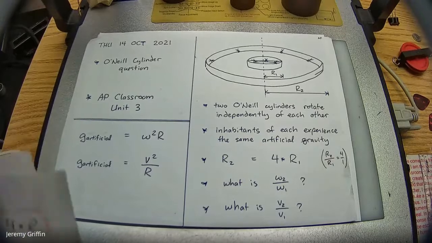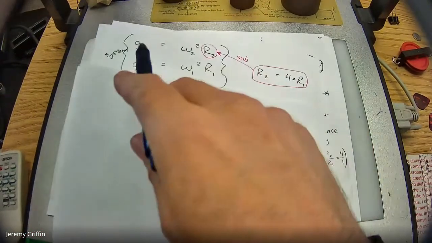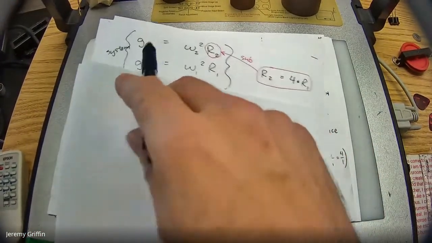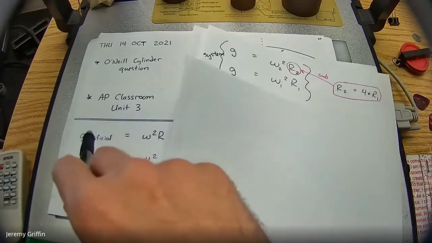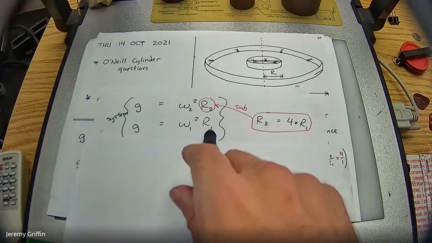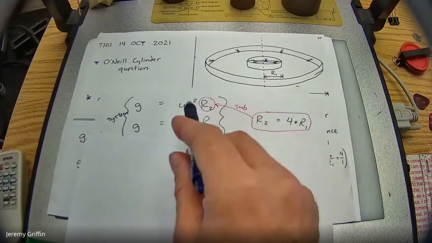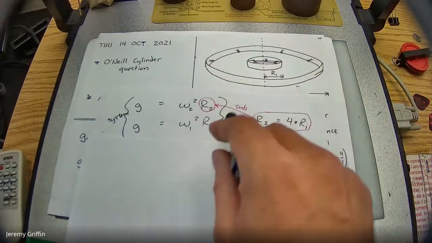And if this is not enough time to write in your notes, which I don't think it will be, you can check this out on the video too. All right, so I'm going to start with this. I'm just going to take this setup here, omega squared r for artificial gravity. I'll create an equation for each one of those O'Neill cylinder rings. So omega 2 and R2 refer to the big cylinder, omega 1 and R1 refer to the little tiny one.